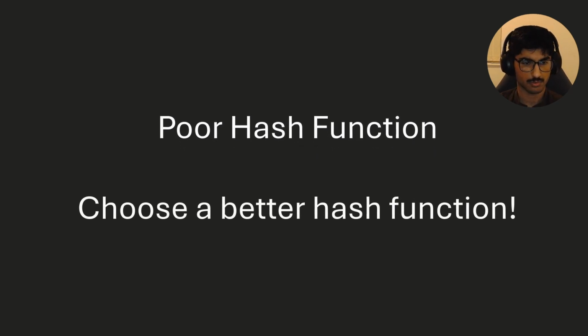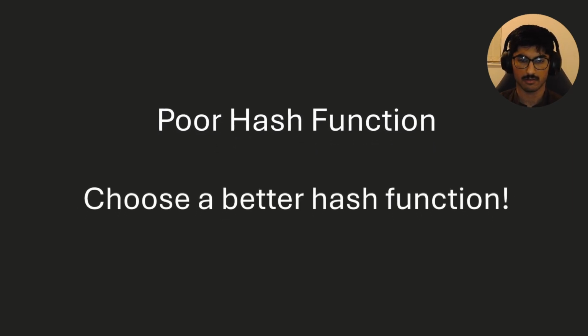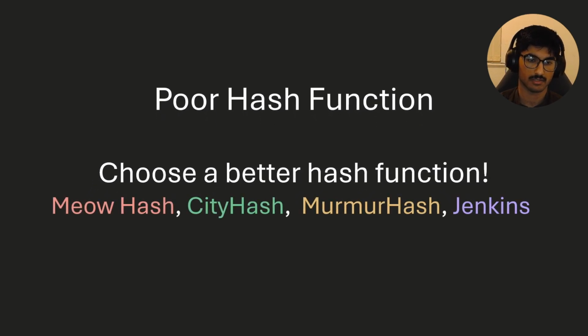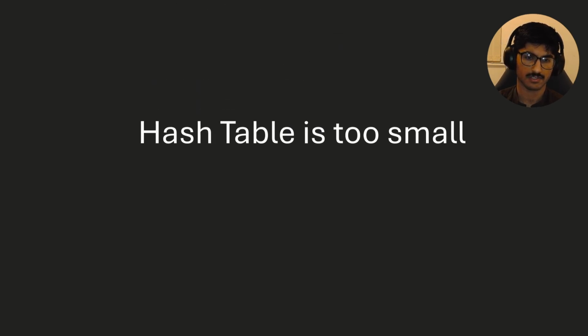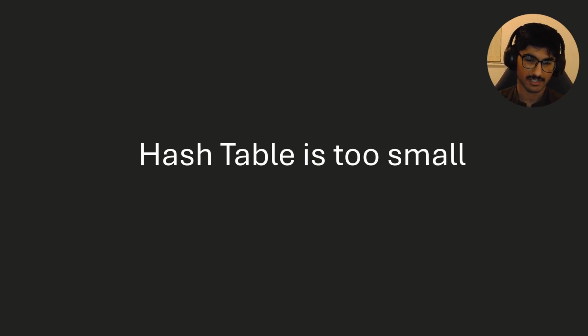Now the simple solution is we can choose a better hash function. And there are lots of different hash functions online like Meow Hash, CityHash, MurmurHash, Jenkins, and a lot of other really good ones I haven't mentioned, but you can look online and use these hash functions and see if this reduces the likelihood of collisions occurring. However, if that didn't fix it, what might have happened is our hash table is too small. If a hash table is too small, then it doesn't matter how good our hash function is, because there's a high likelihood that the indexes will be mapped to repeatedly.